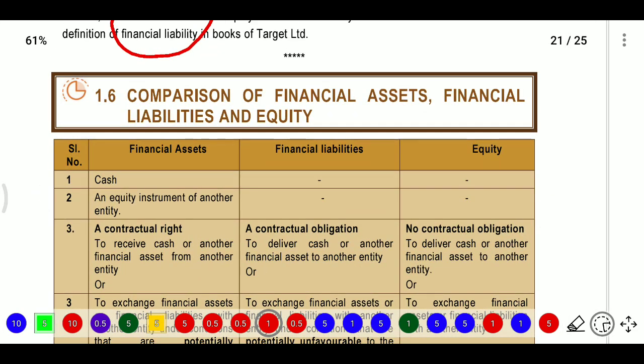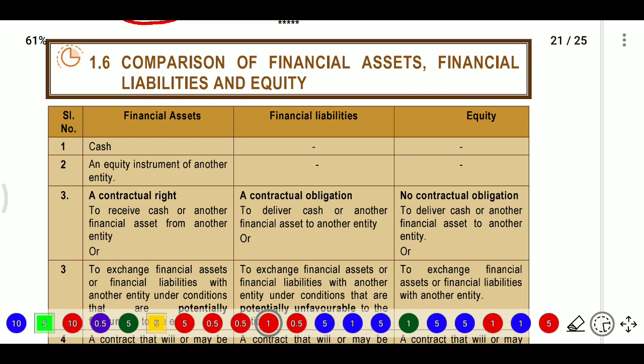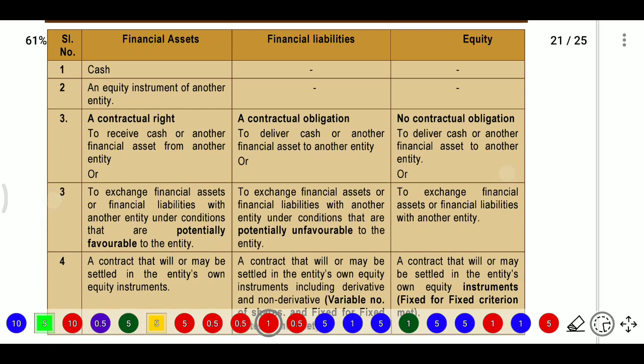So what is a financial asset, what is a financial liability, what is equity? In financial assets we have cash, and second, equity instruments of another entity are financial assets only. So if you have invested any amount in another entity's equity, it is also a financial asset. And after that, if you have a contractual right, that is the right to receive cash or another financial asset from another entity, then it is a financial asset. And when you have a contractual obligation, where you need to pay cash to another entity or give another entity financial assets, then it will be a financial liability.